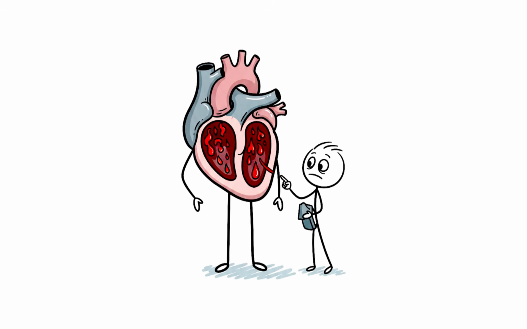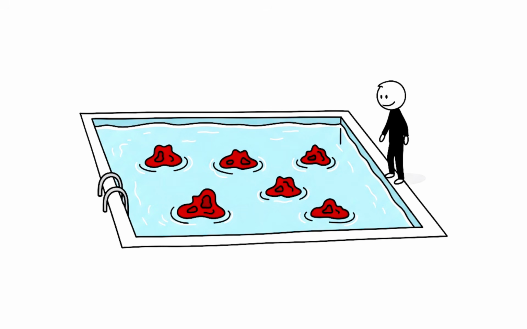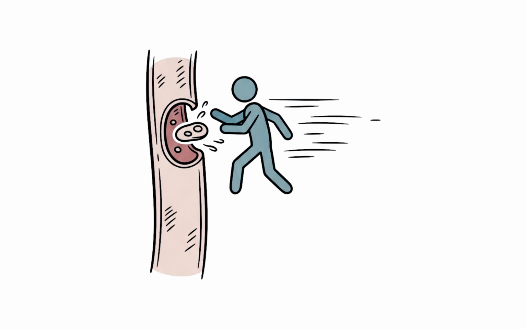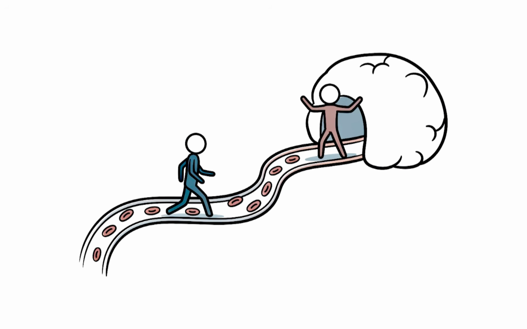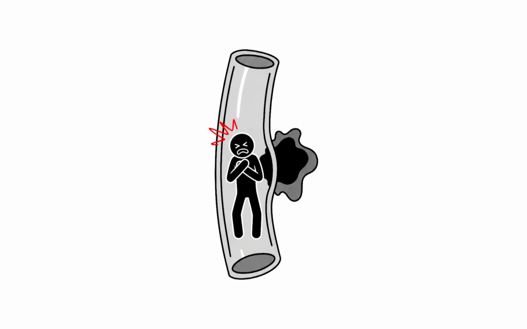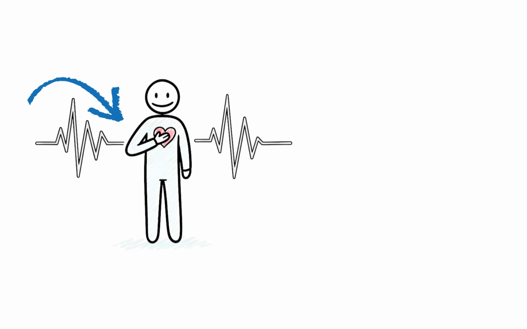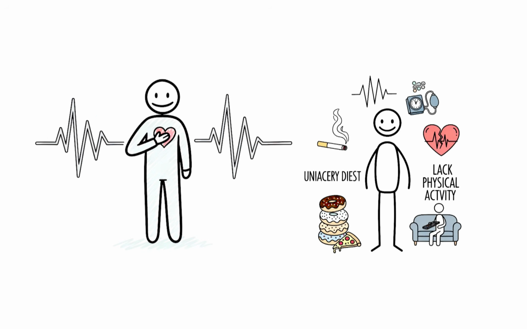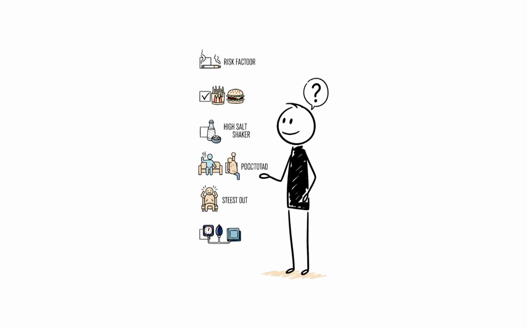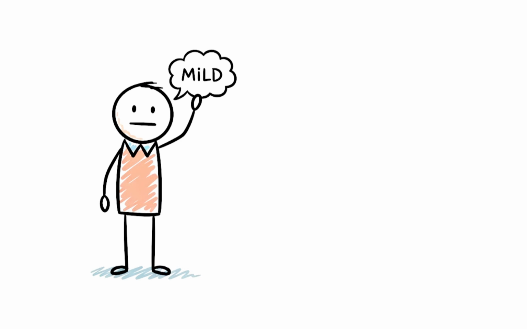Because blood lingers in the atria, it can pool and form clots. If a clot breaks free, it can travel through the bloodstream to the brain and block an artery, causing a stroke. This makes atrial fibrillation one of the strongest risk factors for stroke, even when other symptoms are mild.